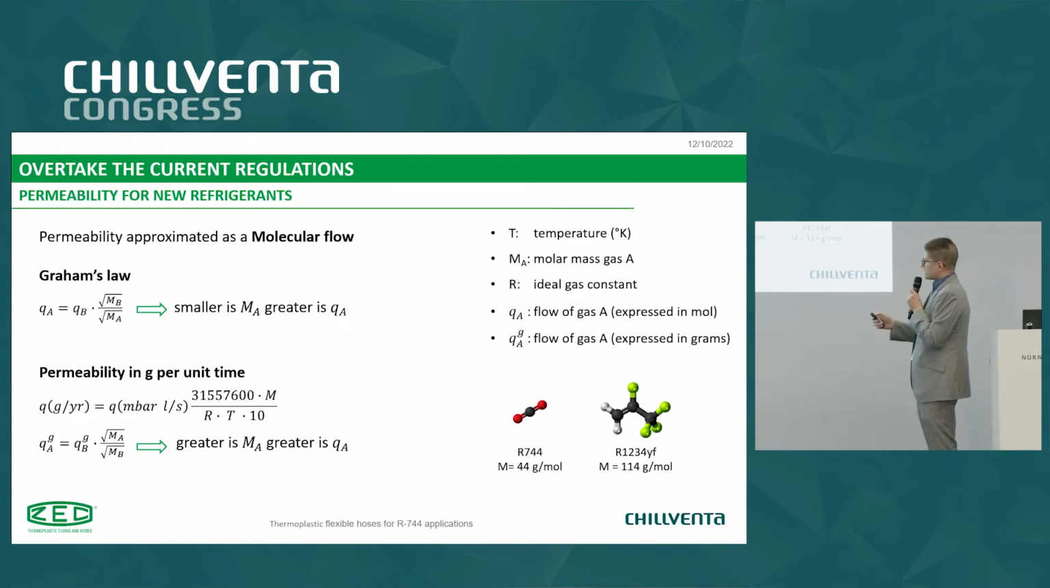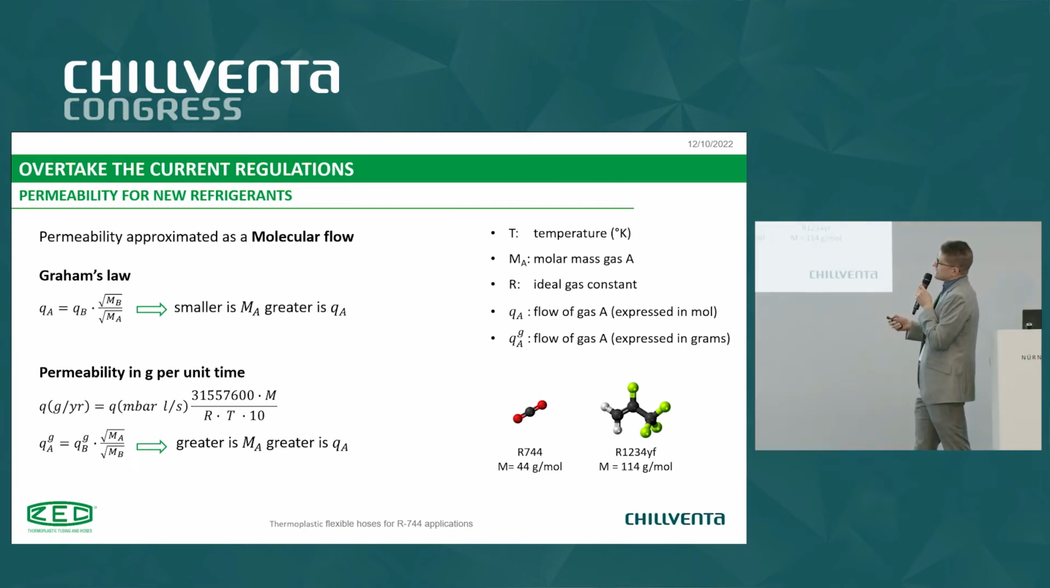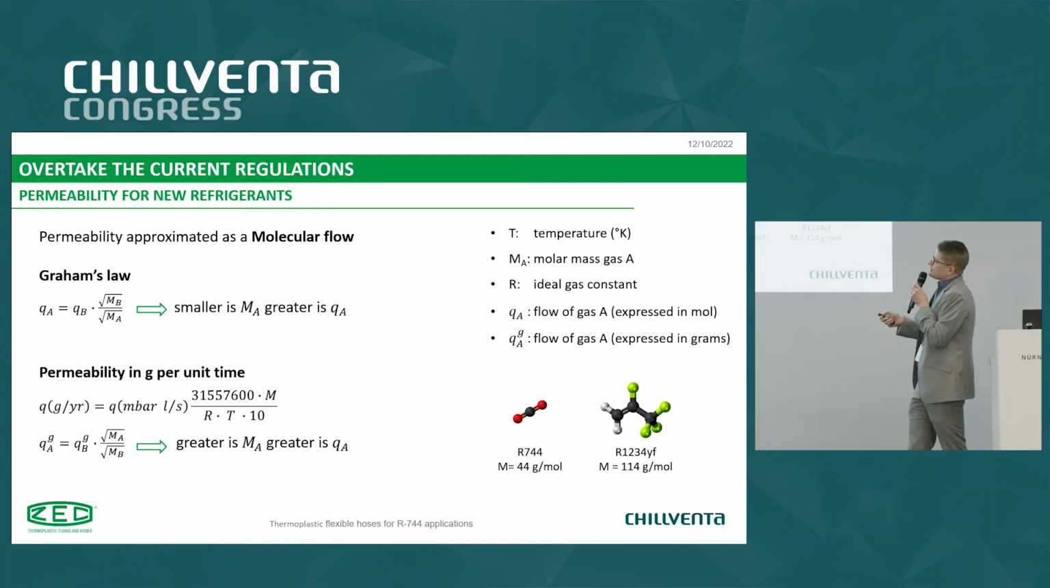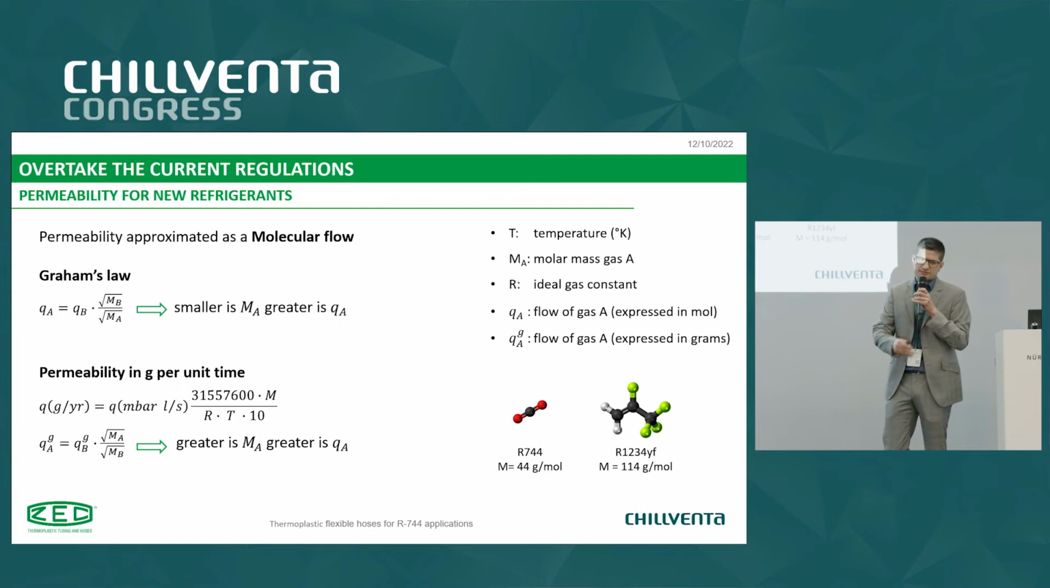First of all, how to convert the leakage coming from the mass spectrometer to a real leakage expressed in grams per year. Because I'm a physicist, I'm not satisfied if I do not put some formulas in any presentation I did. So you are forced to check some formulas. Let's say that because in plastic the phenomenon is called effusion or permeability, the permeability can be approximated with a molecular flow. In molecular flow, Graham's law can be applied. Graham's law comes from the kinetic theory of gases.